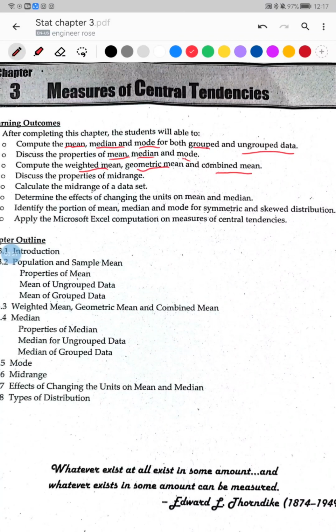Discuss also the properties of the mid-range, calculate the mid-range of a data set, determine the effects of changing the units of mean and median, identify the relationship of mean, median, and mode for symmetric and skewed distributions in graphing, and lastly, apply Microsoft Excel to compute measures of central tendency.